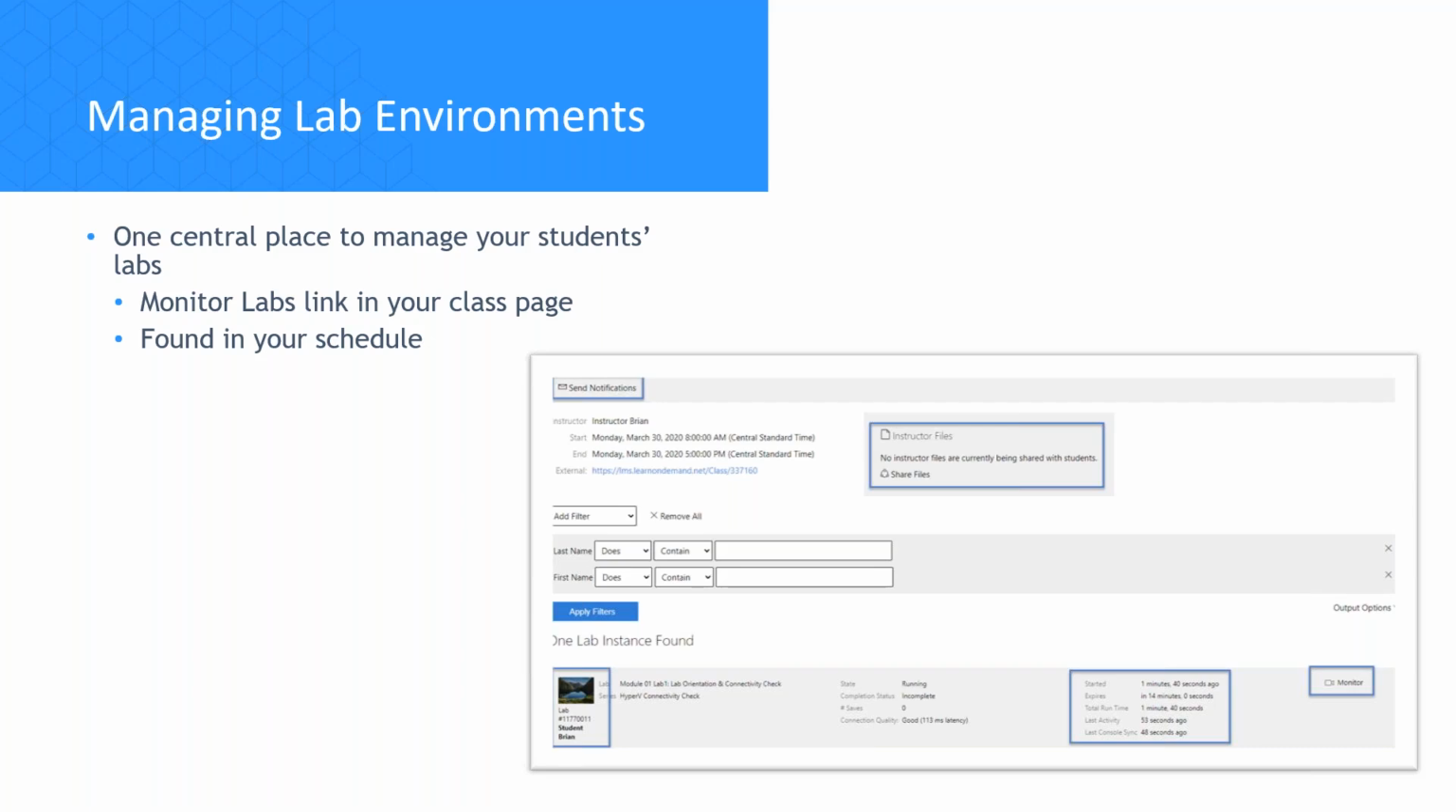So there are lots of tools that we have inside of your lab capabilities to allow you to monitor your labs, keep track of what's going on. You can see all of the boxes that are highlighted here on this slide, with sending notifications, sharing instructor files, thumbnails, information about how the lab is running, and then the ability to monitor labs. All of these are found on one single page inside of your lab environment.